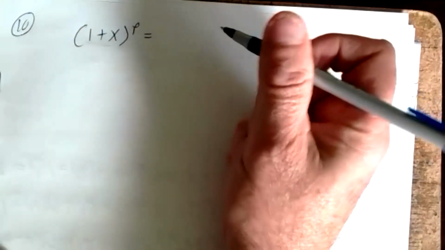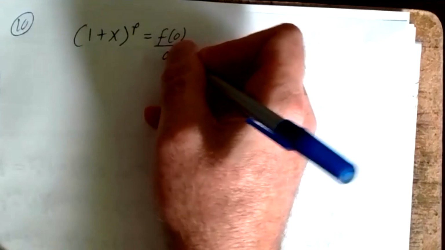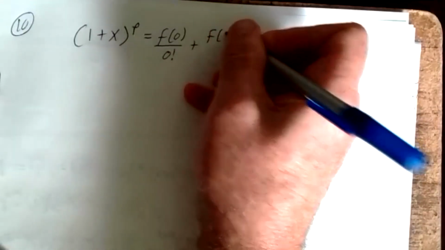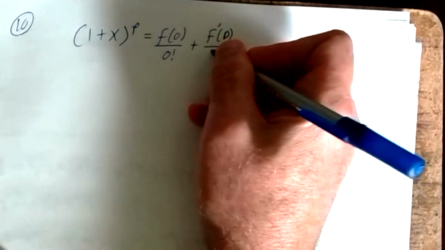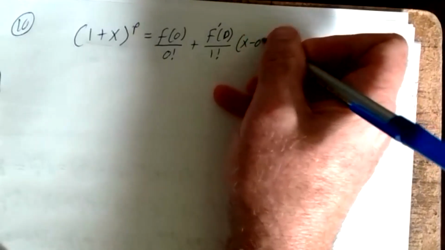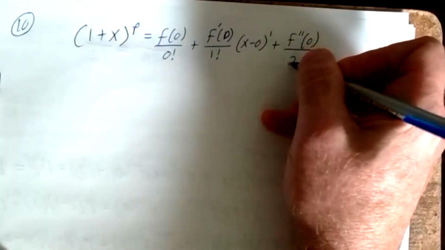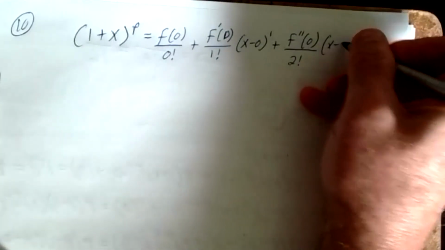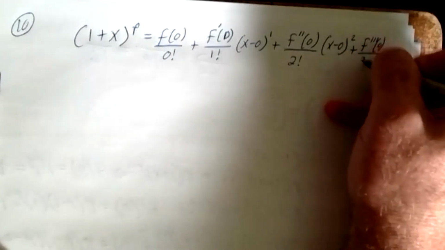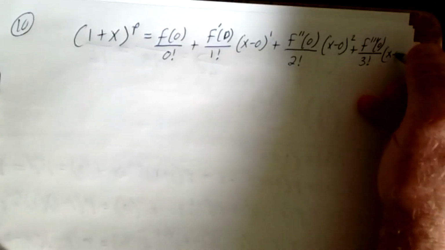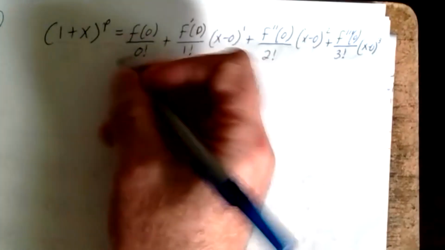Our first term of which is going to be just what, f of 0 divided by 0 factorial, plus the first derivative evaluated at 0, excuse me, divided by 1 factorial, and this is going to be x minus 0 to the first, plus the second derivative evaluated at 0 over 2 factorial of x minus 0 to the second, plus the third derivative evaluated at 0 over 3 factorial times x minus 0 to the what? The third power, correct? Et cetera, et cetera. But we found all these derivatives.